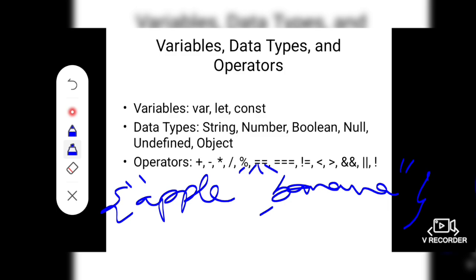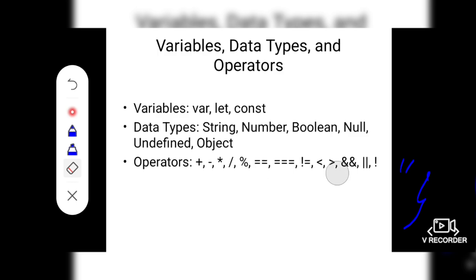This is called array. It is one of the non-primitive data types. Next we have operators in JavaScript. Some of the operators, like you all know, are arithmetic operators, assignment operators, comparison operators, logical operators, and some other operators like the ternary operator. You have learned all this in Python and also some Java.